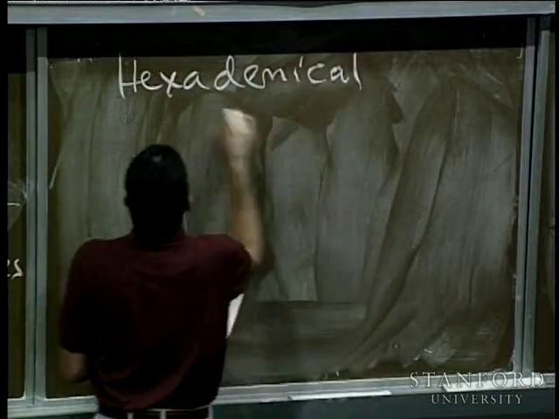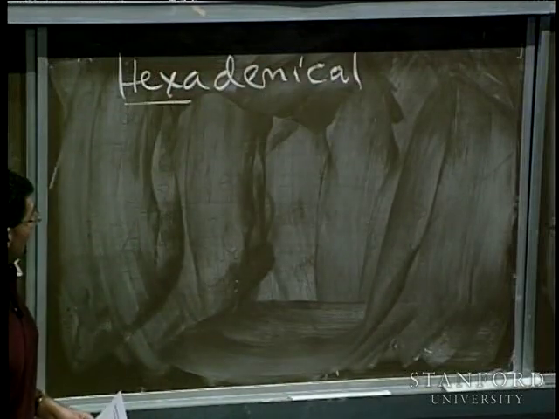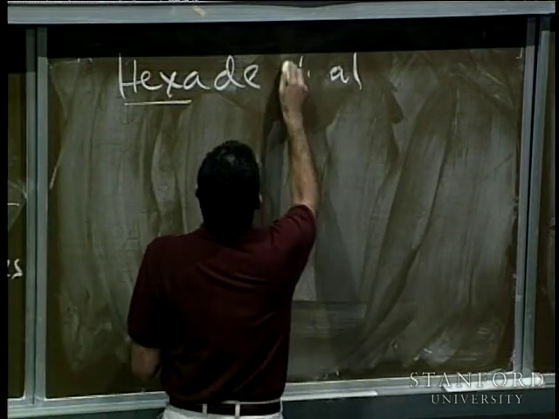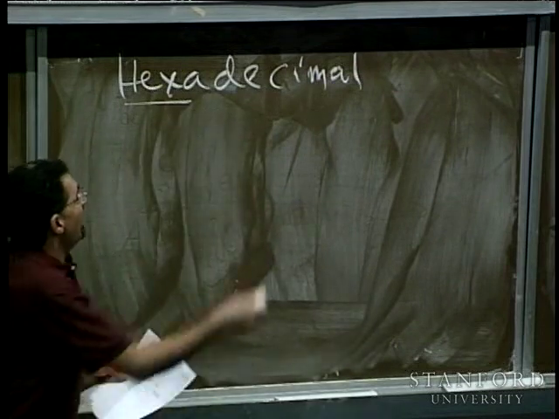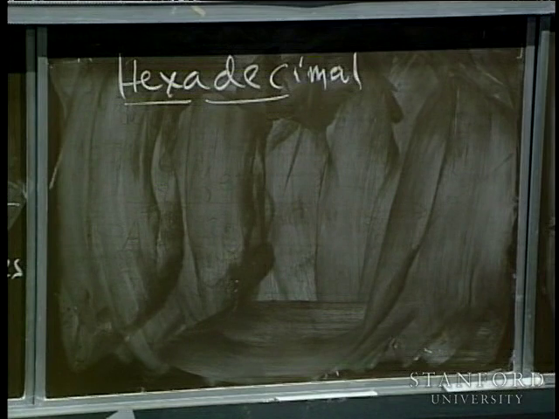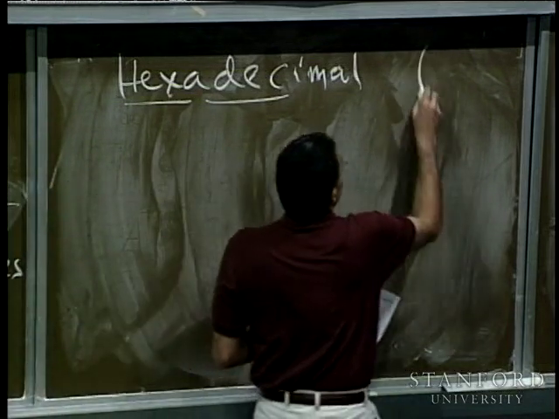And hexadecimal, hex being 6, decimal. Hexadecimal: 6, and then deci being 10, is base 16. We put the 6 and the 10 together. You're like, shouldn't that be 60? No, it's 16. We add. So this is base 16 numbers.